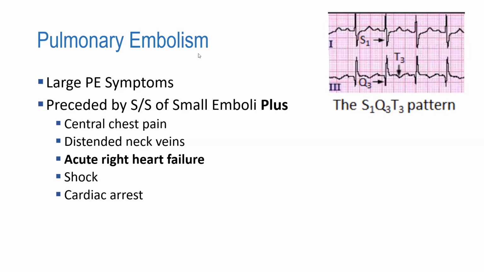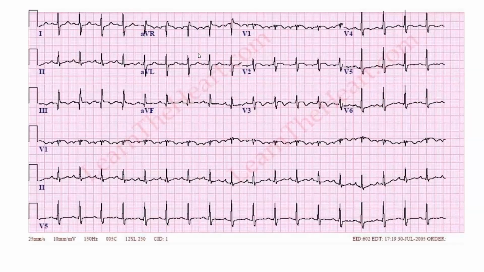So we can get an EKG. You may have a right axis deviation, probably will. If you're lucky, you're going to have an S1, Q3, T3, probably not, but you are probably going to have a right axis deviation. And you're going to pay attention to these signs and the progression of these signs in order to make some good decisions. So let's take a look at this EKG.